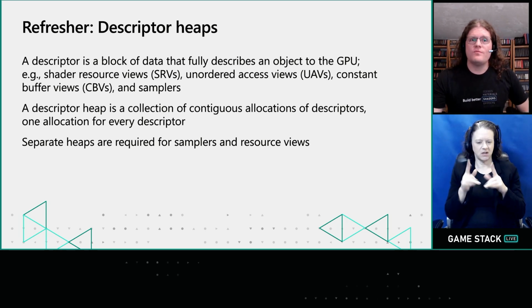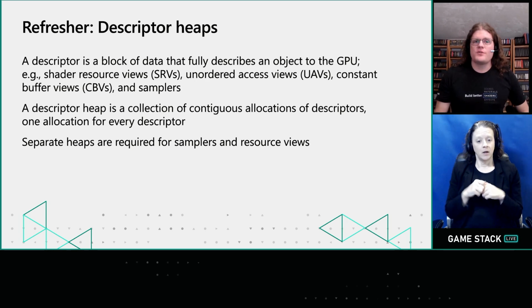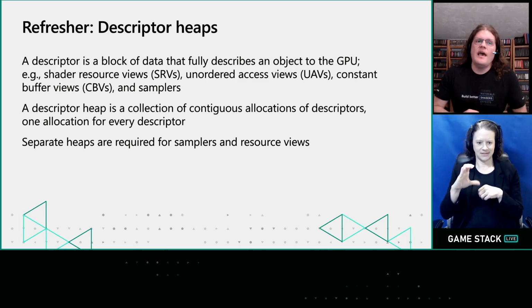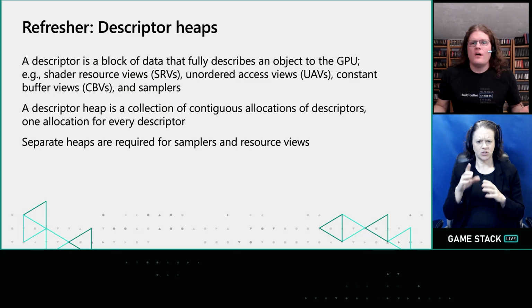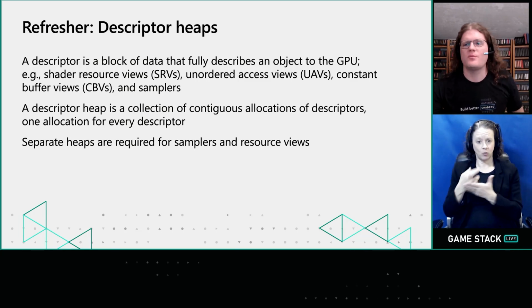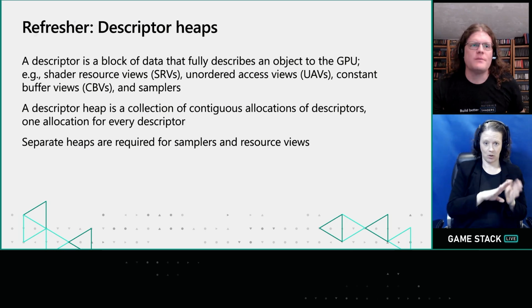And so the different kinds of descriptors, of course, are SRVs, UAVs, constant buffers, and samplers. Now, samplers are kind of weird. They're always going to be a little off to the side. And so for this reason, all along in the API, you had to set up your resource heap in one place and your sampler heap in another place. And that's going to come into play here in a minute.